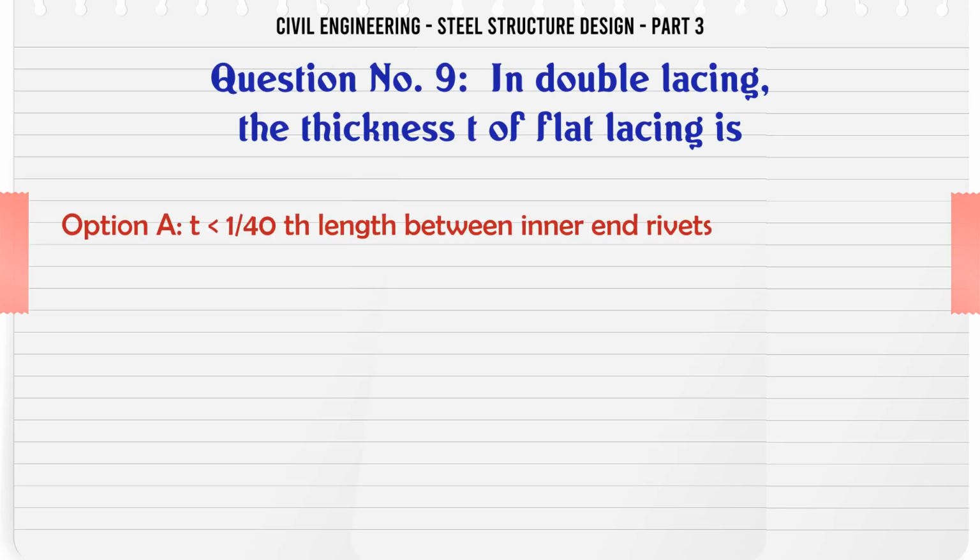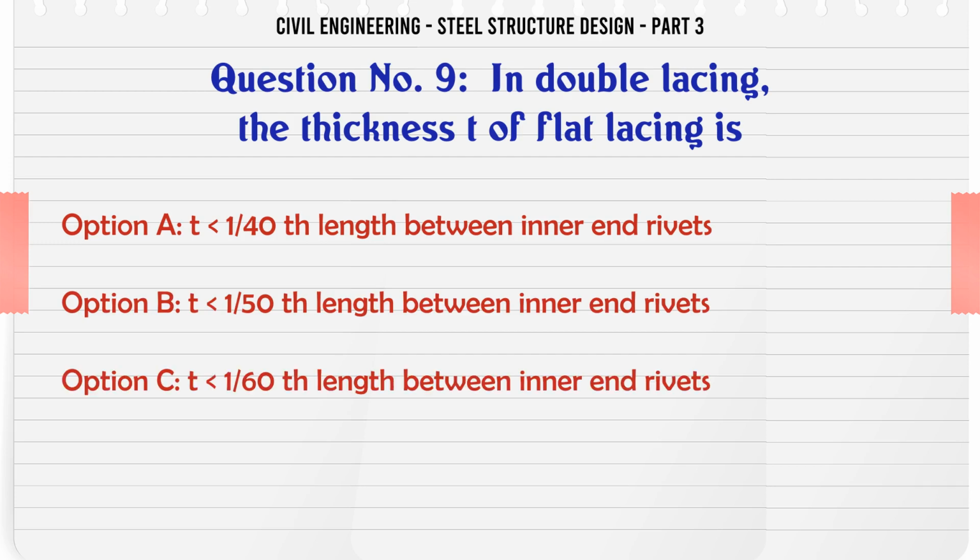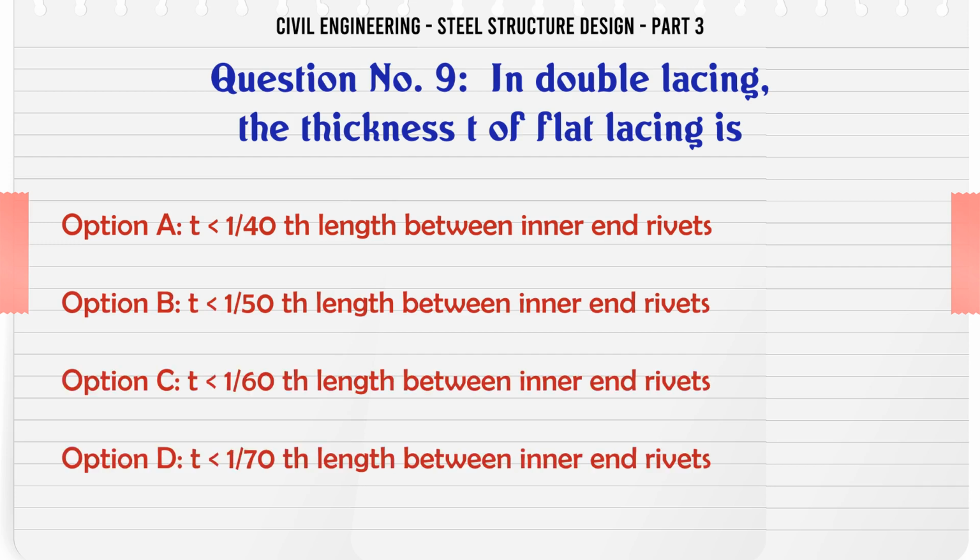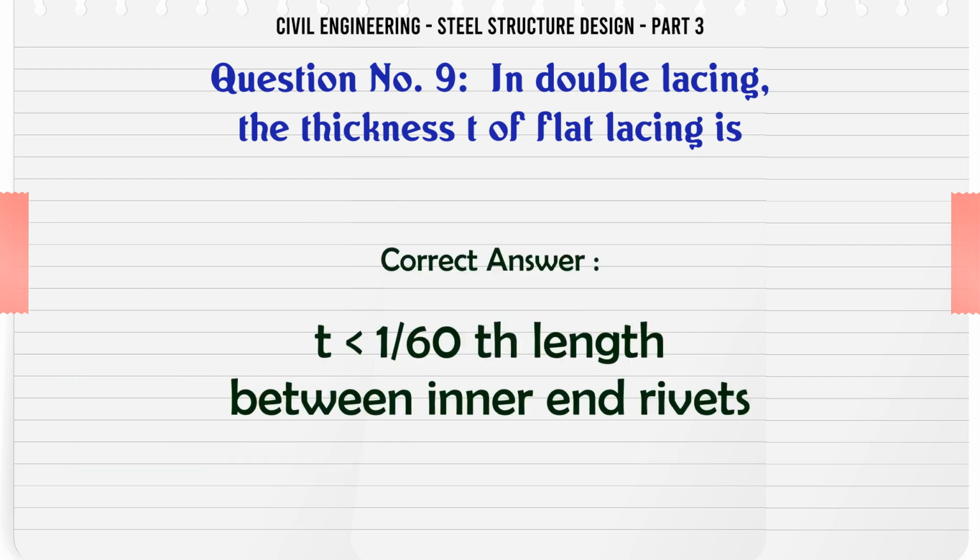In double lacing, the thickness t of flat lacing is: A, l/40 of the length between inner end rivets; B, l/50; C, l/60; D, l/70 of the length between inner end rivets. The correct answer is l/60 of the length between inner end rivets.